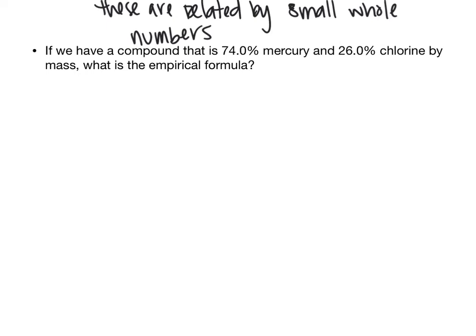So if we have a compound that is 74% mercury and 26% chlorine by mass, what is the empirical formula? So empirical formula requires a couple of different steps. So I think that there's a plan of attack. So the plan, first step, is we're going to assume that we have 100 grams. So the reason we're going to assume that we have 100 grams is because it's going to make the math easier. I've also seen people do this with 10. It works really well with 100 because we can just convert the percents to grams.